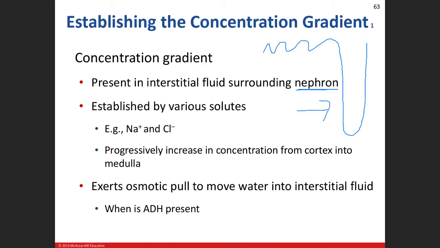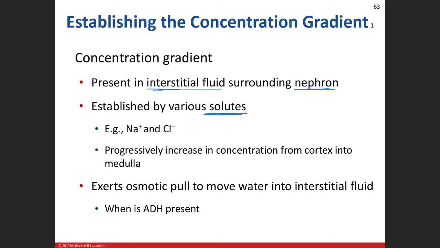So when we're talking about our concentration gradient, we're going to be discussing the interstitial fluid. That's the fluid that's going to be surrounding the nephron. That's going to be our two reference points: basically, everything that's in the tube and then what's outside the tube. This concentration gradient relies on the presence of certain solutes, big time with sodium, potassium depending on what we're talking about. Well, sodium and chloride together form salt. That's going to play a big role, especially when we talk about the movement of water with osmosis.